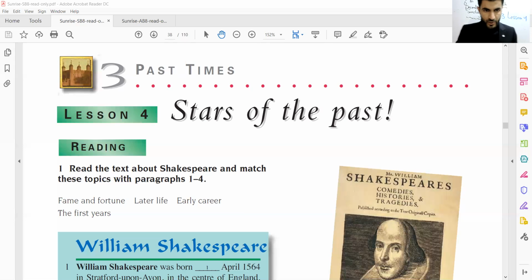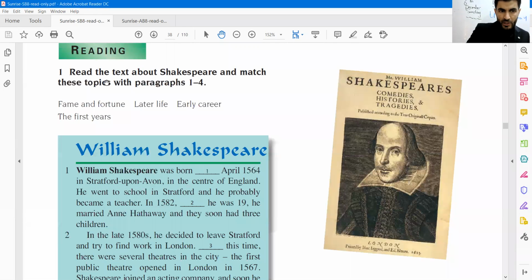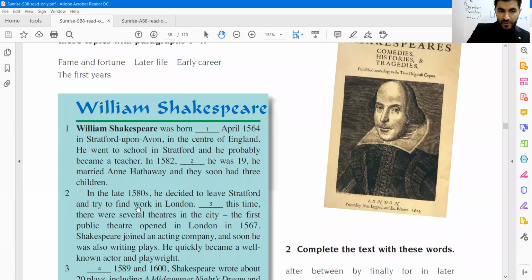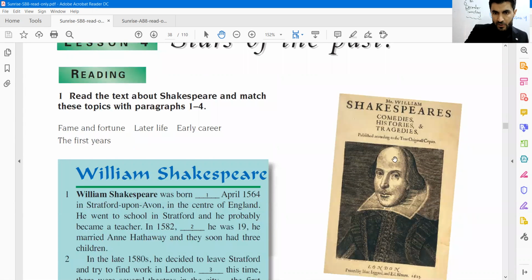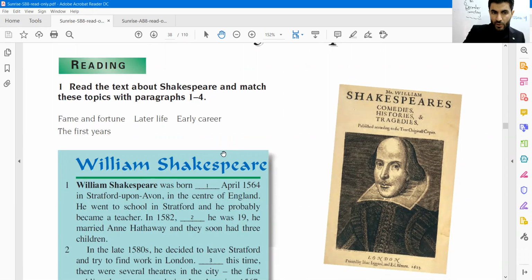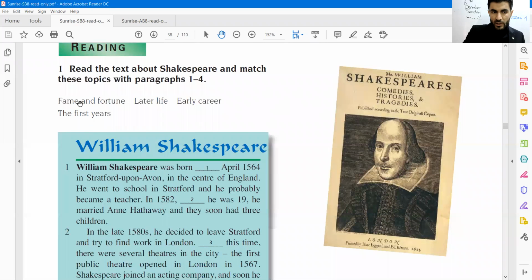As you see here on the screen, we've got Unit 3, Pastimes, and Lesson 4, Stars of the Past. It means famous people in the past. The first one we've got is reading. Read the text. We've got this text about William Shakespeare, and this is the passage, with paragraphs 1 to 4. The topics are like fame and fortune.